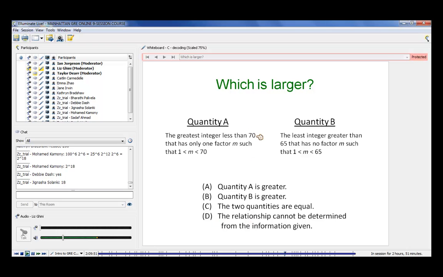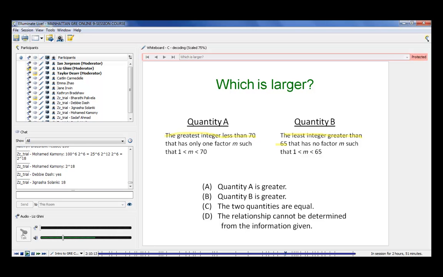At first, this looks super intimidating. The greatest integer less than 70 that has only one factor m such that 1 is less than m is less than 70. But what we have to do is break it down. Notice the greatest integer less than n. The least integer greater than 65. Okay, so what numbers are they talking about?